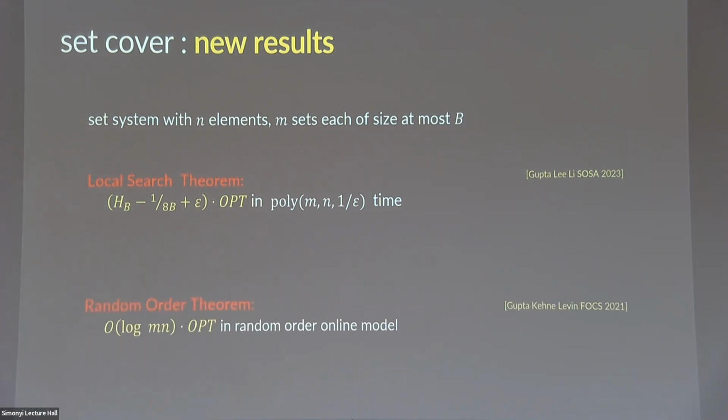And I'll also show you a different model where elements arrive in random order. It's interesting in an online model if you haven't seen this before. And I'll show you a log approximation. The actual performance is slightly worse, but the math is somewhat interesting. I'll show you something more.